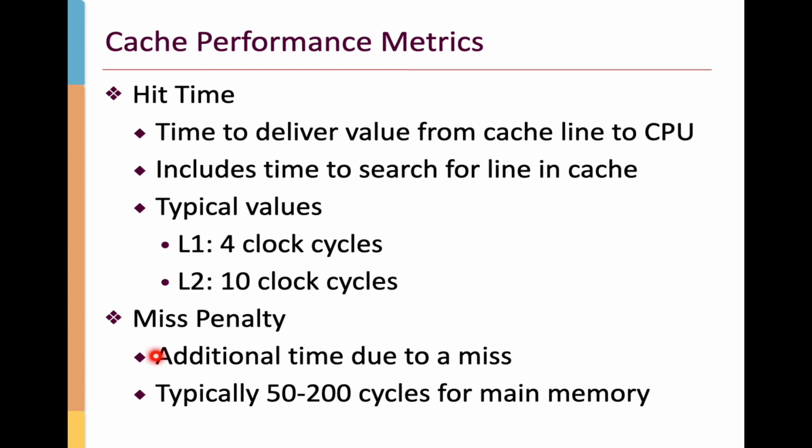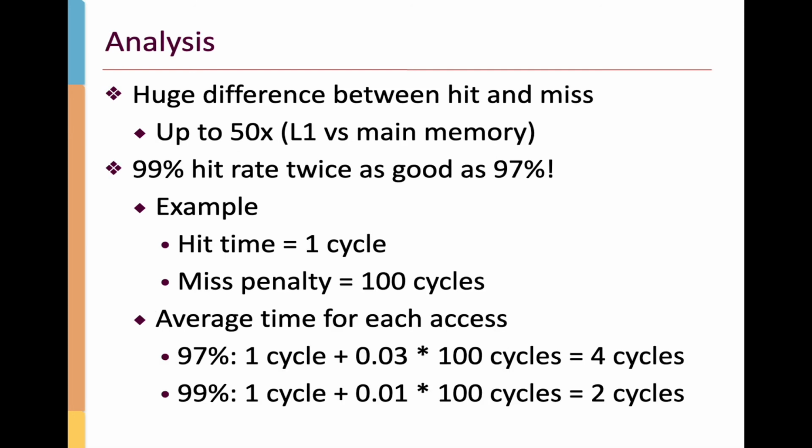The miss penalty is the additional time spent as a consequence of a miss in the cache. If we have to go all the way out to main memory, there's typically a delay of between 50 and 200 ticks of the clock to get information out of main memory. So we'd really like to have a lot of hits. There's a huge difference between hits and misses, a penalty of almost 50 times between going to L1 and having to go all the way out to memory.